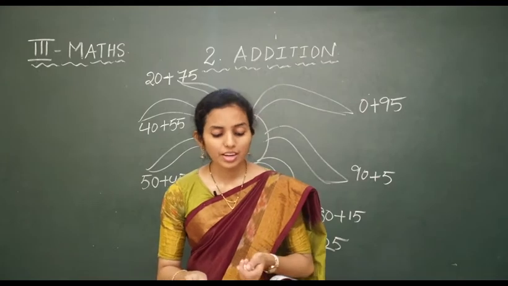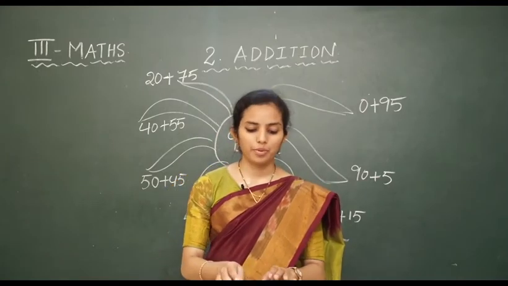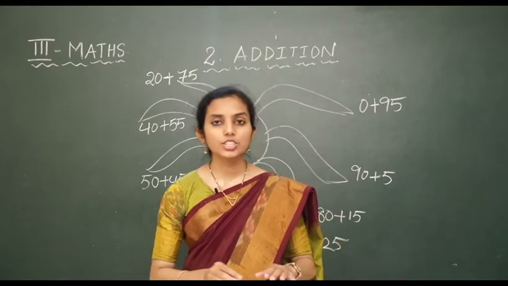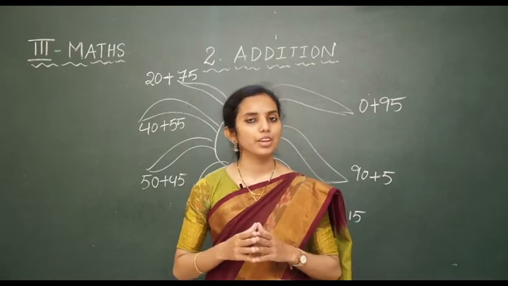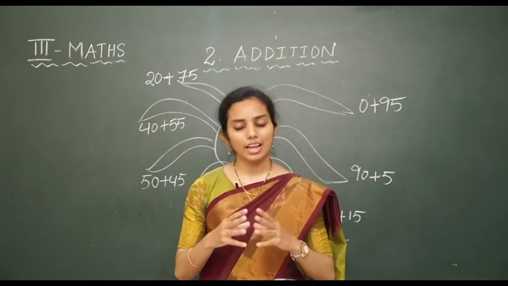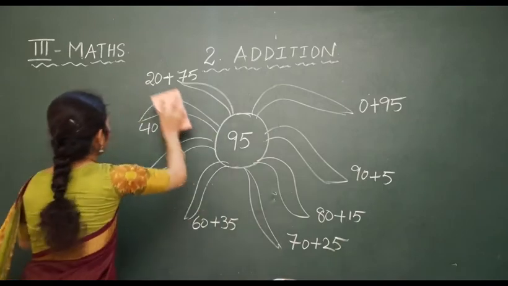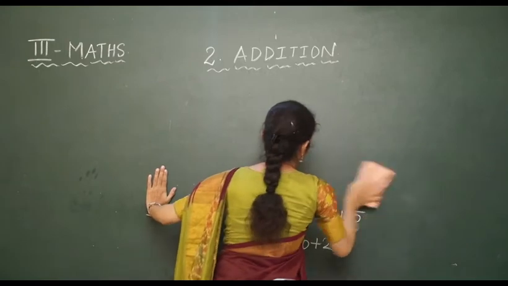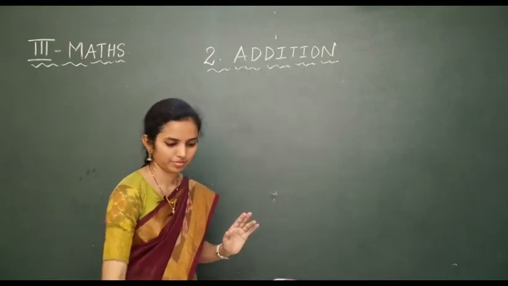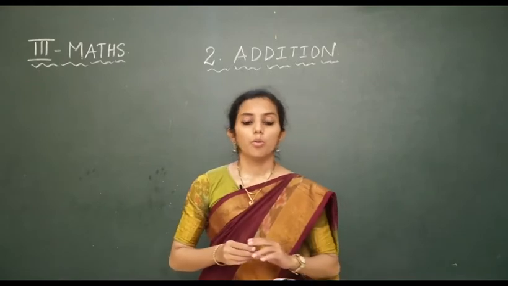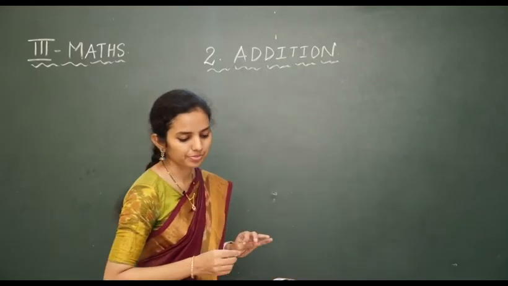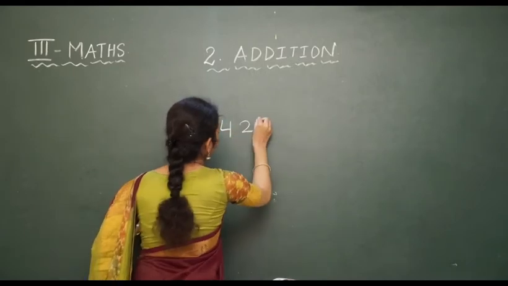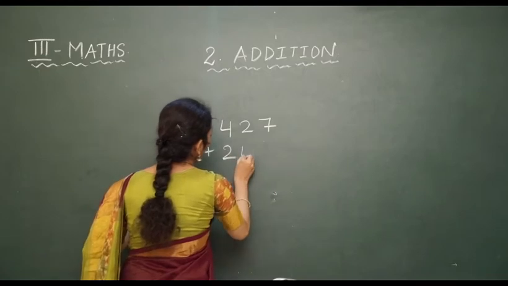Now let us go for a 3-digit number addition. So what is 3-digit number addition? The 3-digit number addition is the same as 2 digits. So let's see with an example. So here is an example. 427 plus 249.